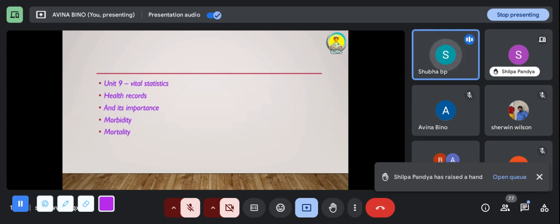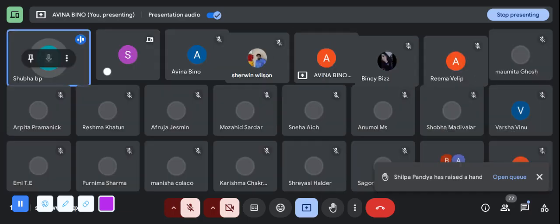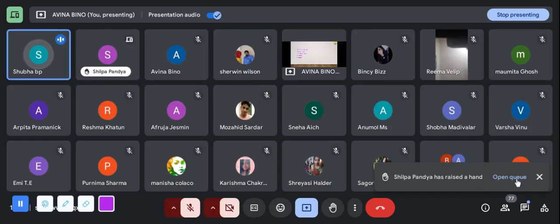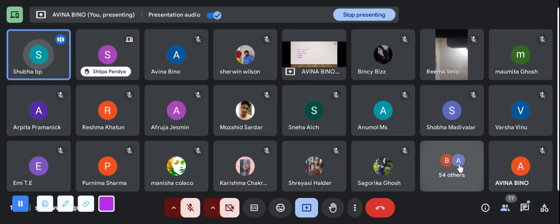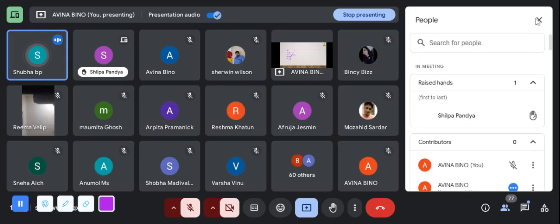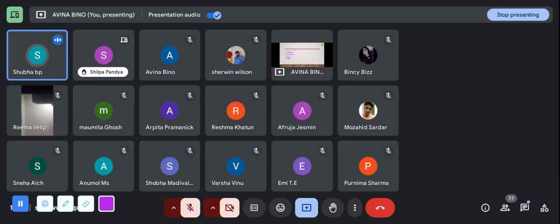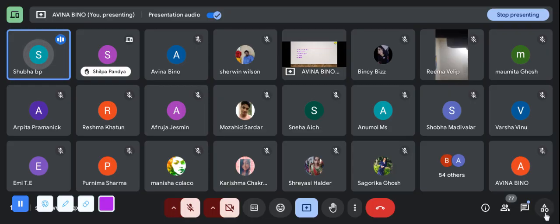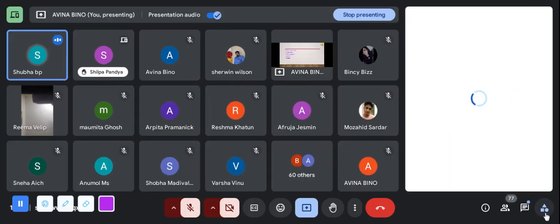And in fill in the blanks, they will give one statement. In one statement, one word will be missing, so you should match that word. That is in fill in the blanks. So this is what you should keep in your mind while writing your exam. So time management is very much important for your exams.